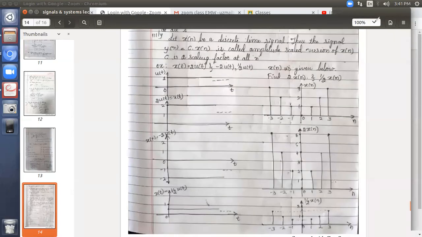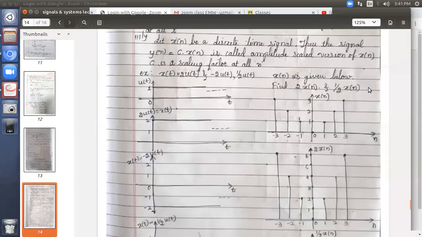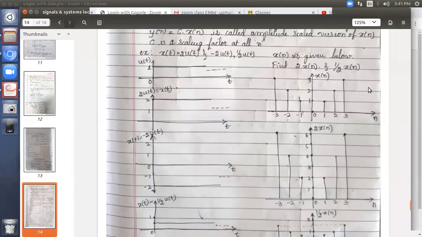Okay, let me just zoom a little bit so that the numbers are clear to you. If you just see here, what is the question? Example, x of t is equal to 2 multiplied by u of t, where the scaling factor is 2. And two more examples are there here.